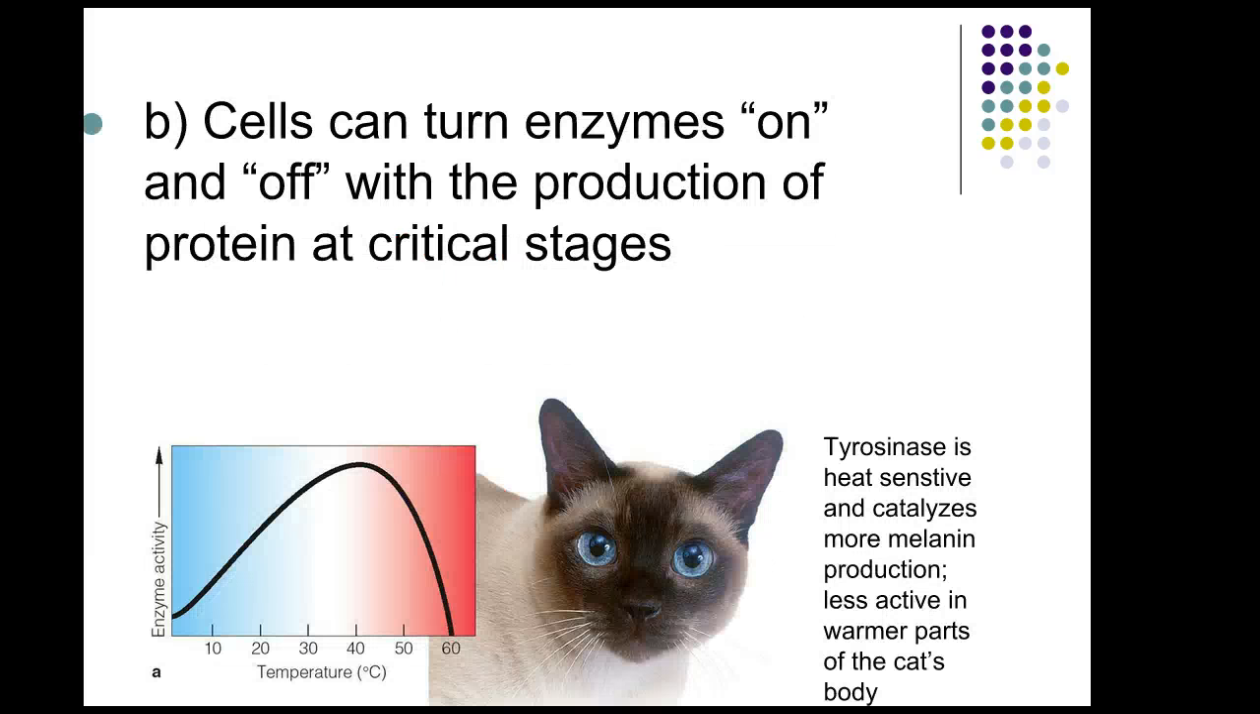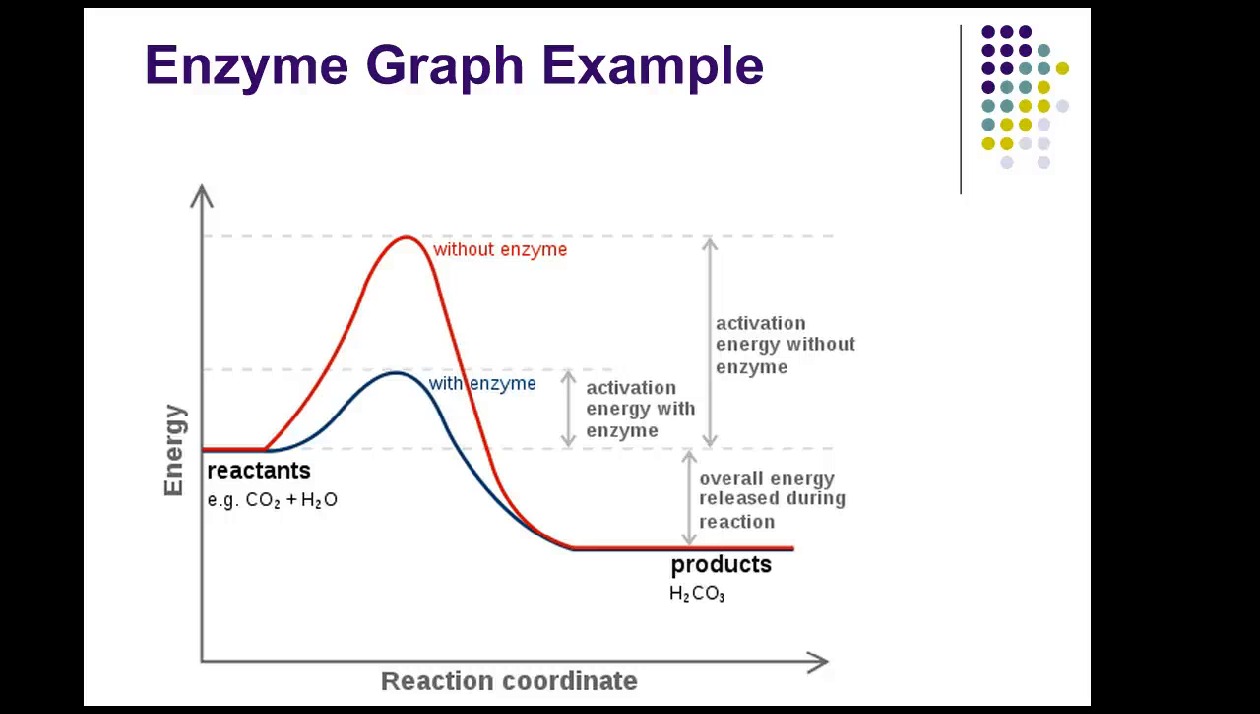Okay. And then it's less active in warmer parts of the body, so that's why the rest of the cat actually is a lighter color. So it's an enzyme that's gonna work at a specific temperature. So it's just one example. Cells can turn it on and off in specific environments.